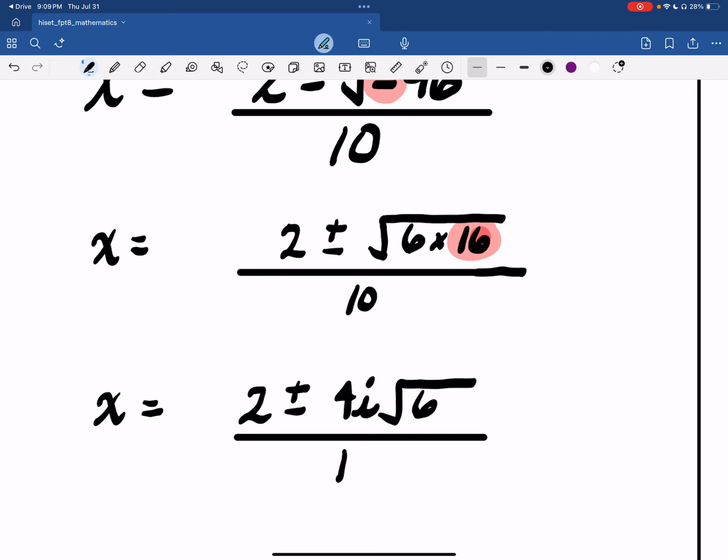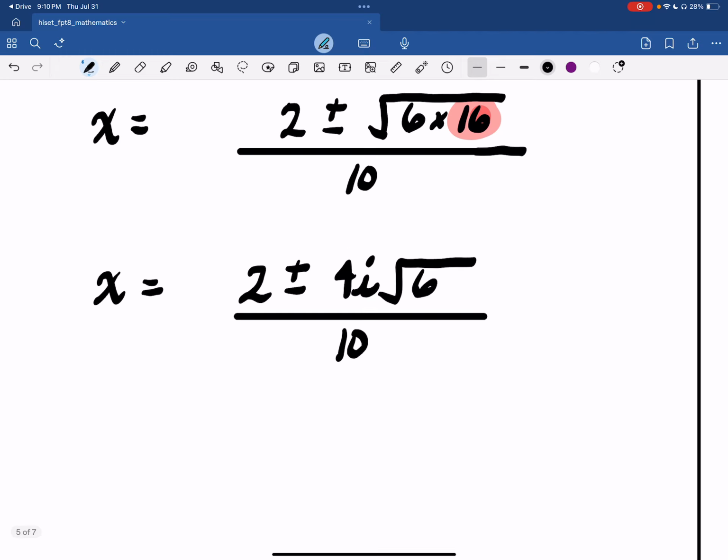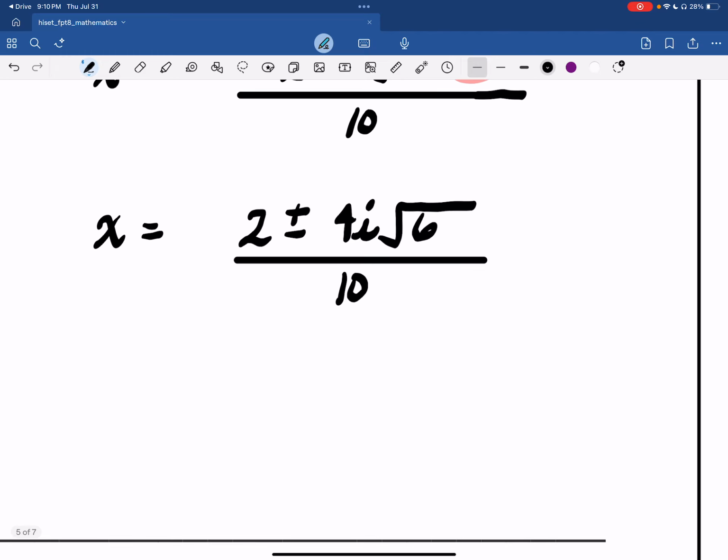And then don't forget your 10 on the bottom. And you're almost there. I'm going to factor a 2 out of everything. In other words, I'm going to divide all of my numbers by 2, except the square root of 6. That one's protected under there. We're going to leave him alone because he's protected by the radical. 2 into 2 is 1. 2 into 4 is 2. And 2 into 10 is 5.